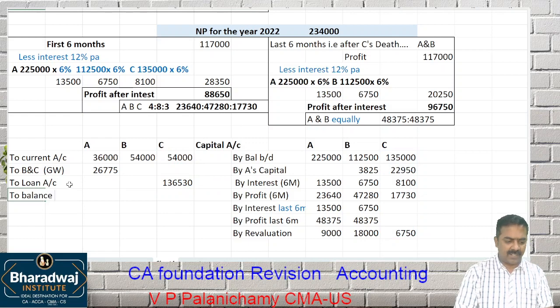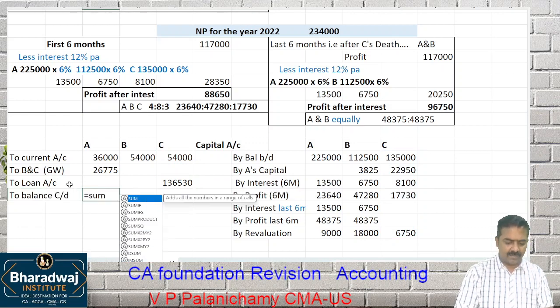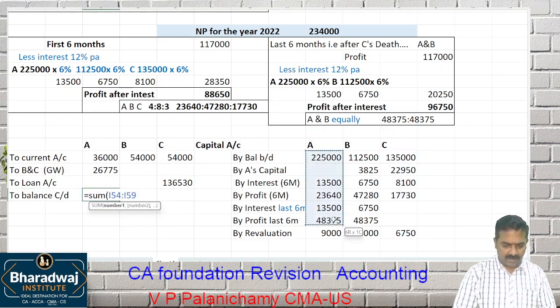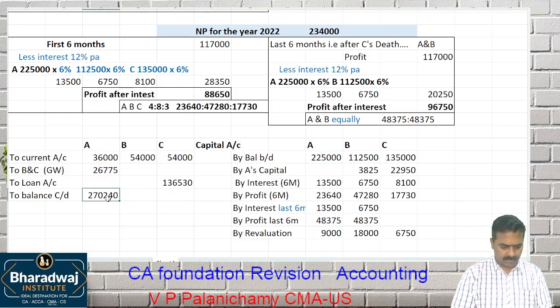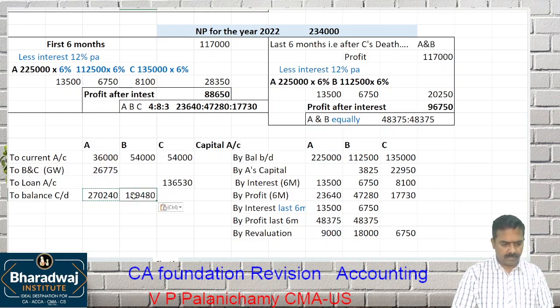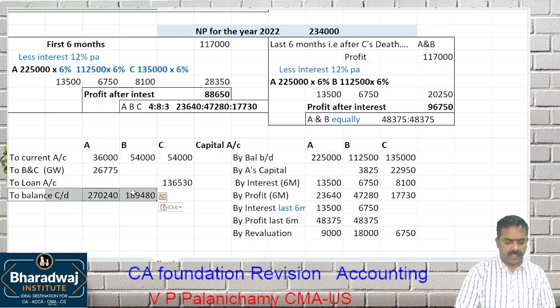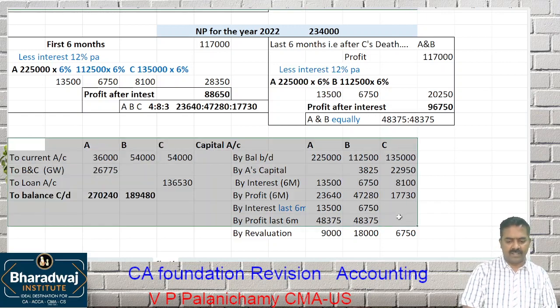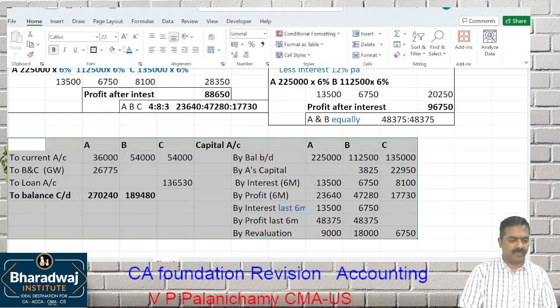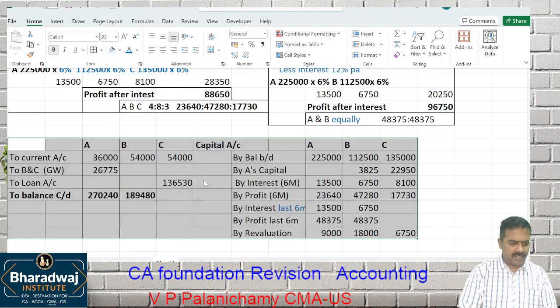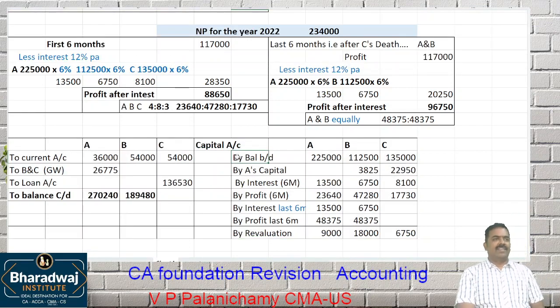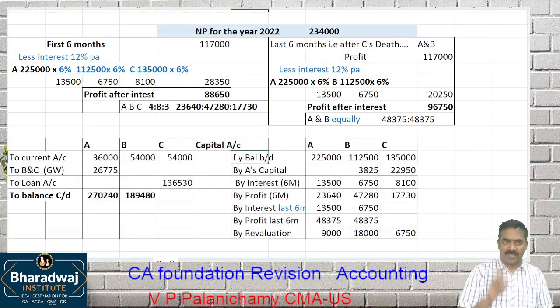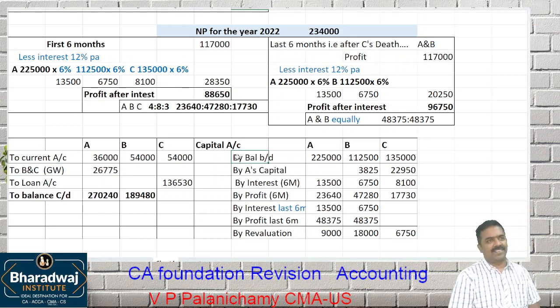To balance carried down. To balance carried down. Credit minus debit. This will be the capital balance for the balance sheet. Take it. Definitely, it's a very good question. It was asked for 20 marks. Remember, it was asked for 20 marks.